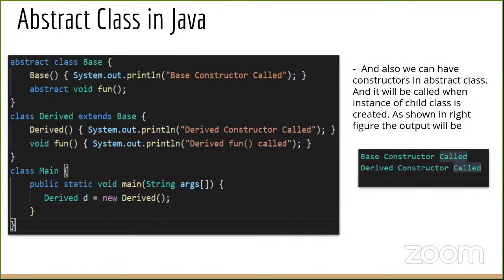Next slide. The last point is that we can also have constructors in abstract classes, and these constructors will be executed whenever an instance of the derived class is created. In this example, in the base class, there's a constructor called base, and this constructor will be executed whenever we create the object of the derived class. So the output will be, first of all, the constructor of the base class will be called, and after that the constructor of the derived class will be called. So "base constructor called", and then after that "derived constructor called".